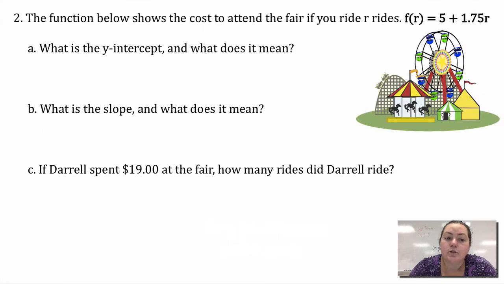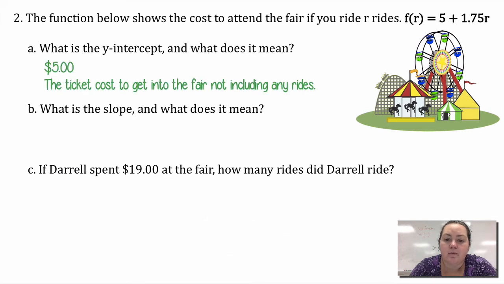All right, question 2. The function below shows the cost to attend the fair if you ride r rides. So f of r equals 5 plus 1.75r. What is the y-intercept and what does it mean? So the y-intercept here would be 5. And since we're talking about cost, it'd be $5. And that is the ticket cost to get into the fair, not including any rides.